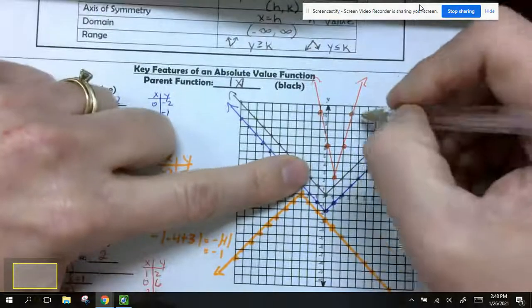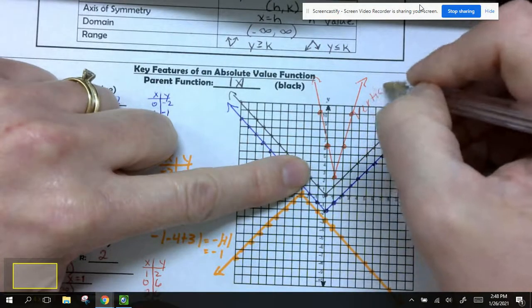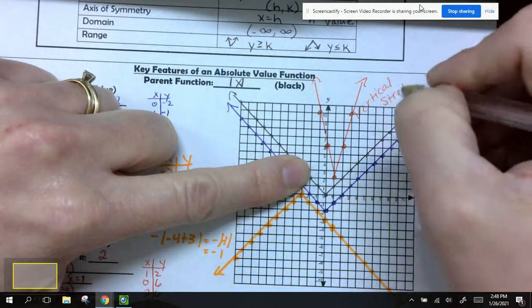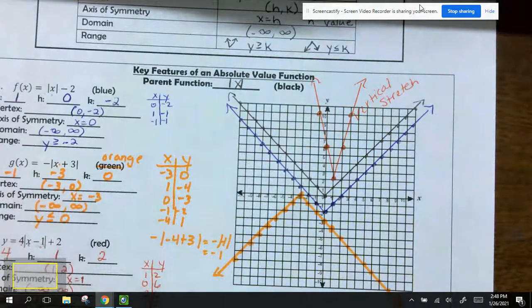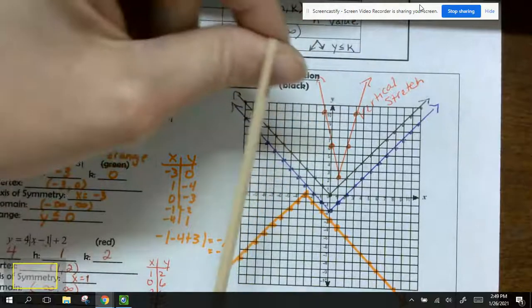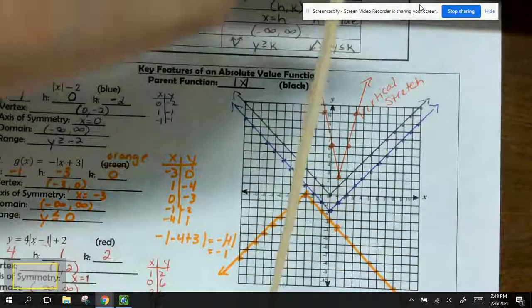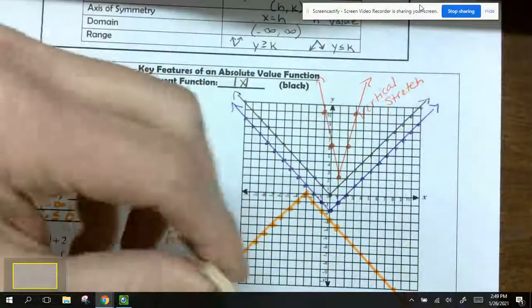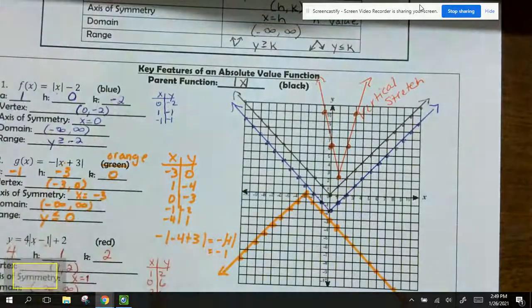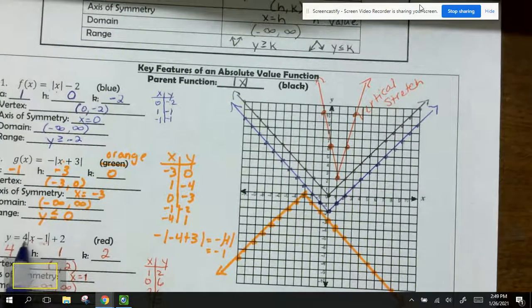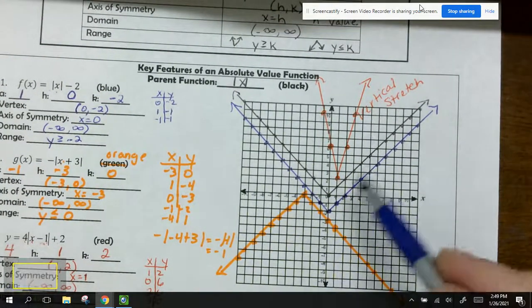So this is what we call a vertical stretch. We call that a vertical stretch. We stretch that graph up, okay? It's almost like pulling a rubber band. So you can think of a stretch. So if you have a rubber band, you think of a stretch. When you pull it out, it makes it longer, okay? So that's what we're doing. We're stretching it out. When your A value is greater than 1, that's what's going to happen.